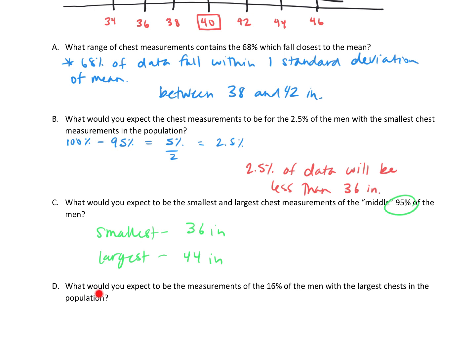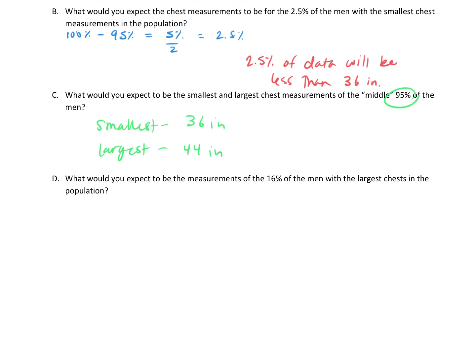All right, part D, what would you expect to be the measurements of the 16% of the men with the largest chests in the population? So there's many ways to go about finding this. How do we look at how we divide up our normal curve? So here's what we know. Here's the mean. Here's 1 standard deviation away. So what is this one? This would be 40. This would be 42.